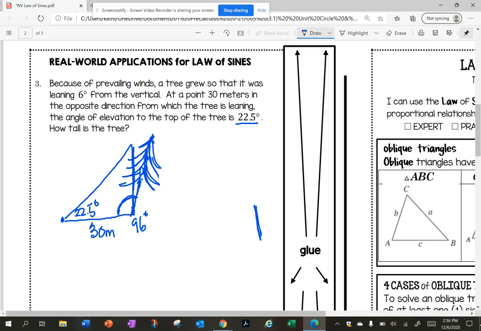Okay, so I'm going to just set up my chart here. I have A, B, C, and I'm going to label my points. So I have A, B, and C. So angle A is 22.5 degrees. B is 96 degrees. And side C is 30 meters.